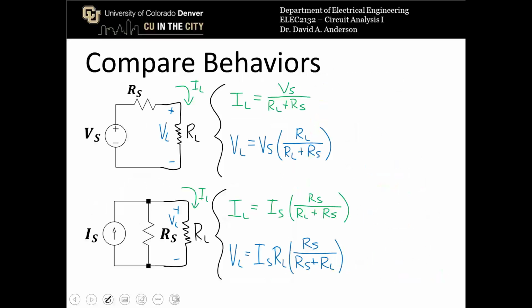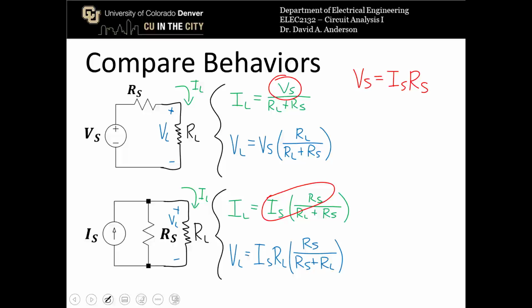Okay, so now let's compare the behavior of these two circuits with respect to the load resistor. I've rewritten the equations that I derived on the previous two slides here for I sub L and V sub L for each circuit. Now what you can see is that the two I sub L equations will be equal if V sub S is equal to I sub S times R sub S. So V sub S is going to be equal to I sub S times R sub S.